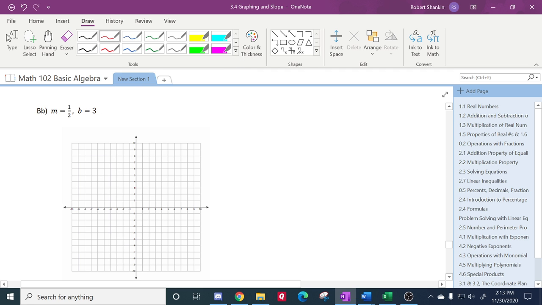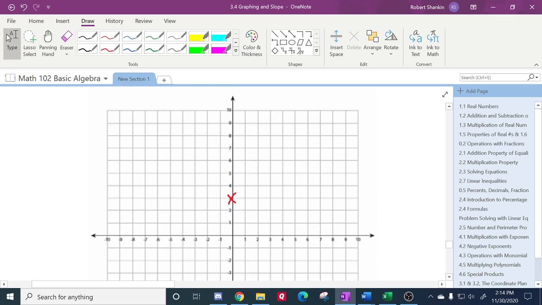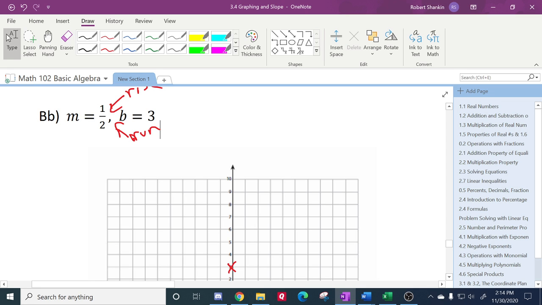Okay, so the y-intercept is 3. The slope is 1/2, so this is the rise. That's the run. So my rise is 1. So there we go, rise 1.